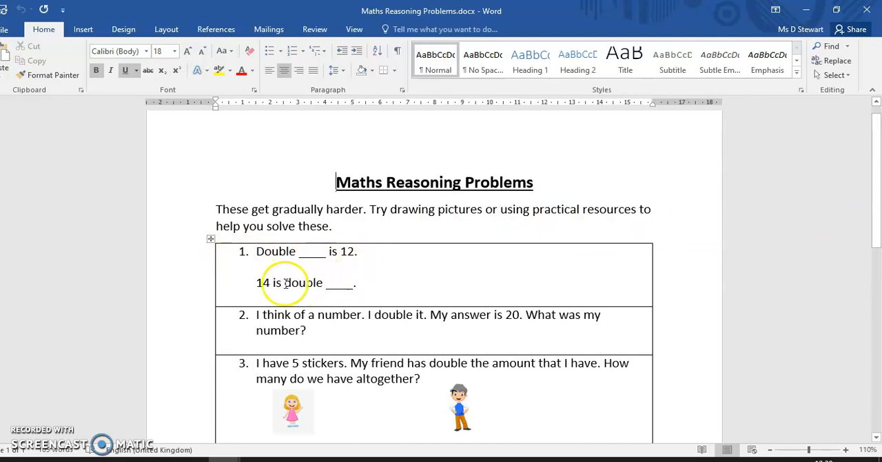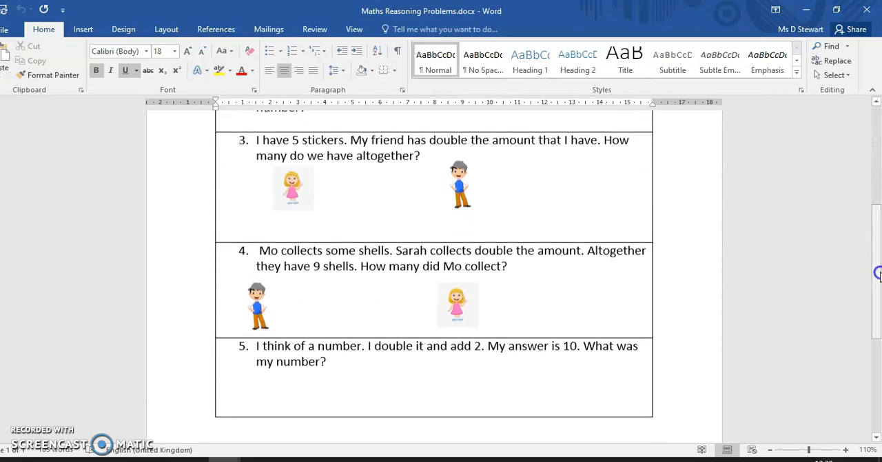Number 1: double something is 12, 14 is double, and think what the missing number would be. Number 2 is a think of a number question. I think of a number, I double it, my answer was 20, what was my number? Number 3: I have 5 stickers, my friend has double the amount that I have. You have to read this bit carefully. How many do we have all together? Try and draw some of the amounts on the sheet.